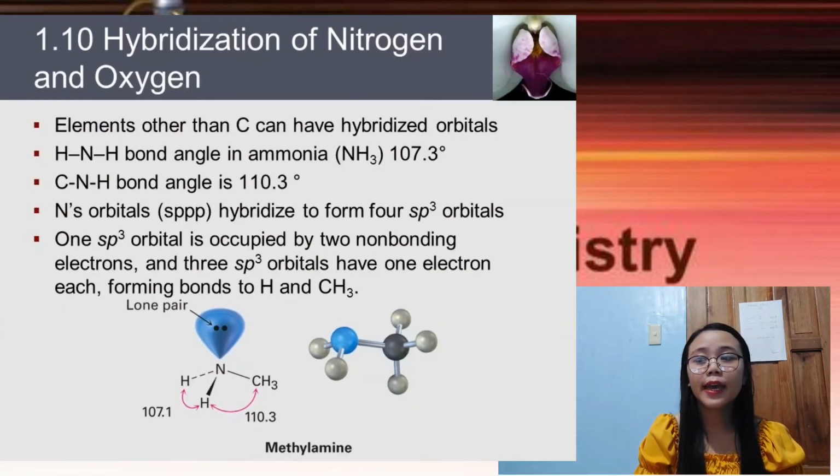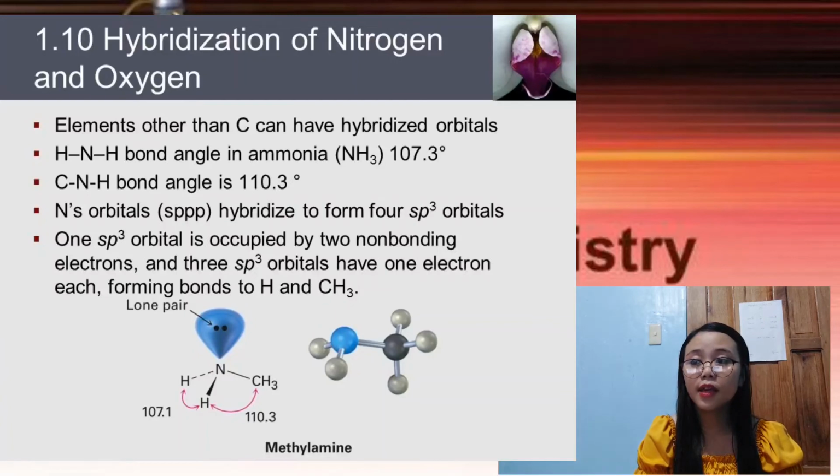Elements other than C can have hybridized orbitals. The H-N-H bond angle in ammonia, NH3, is 107.3 degrees. The C-N-H bond angle is 110.3 degrees.